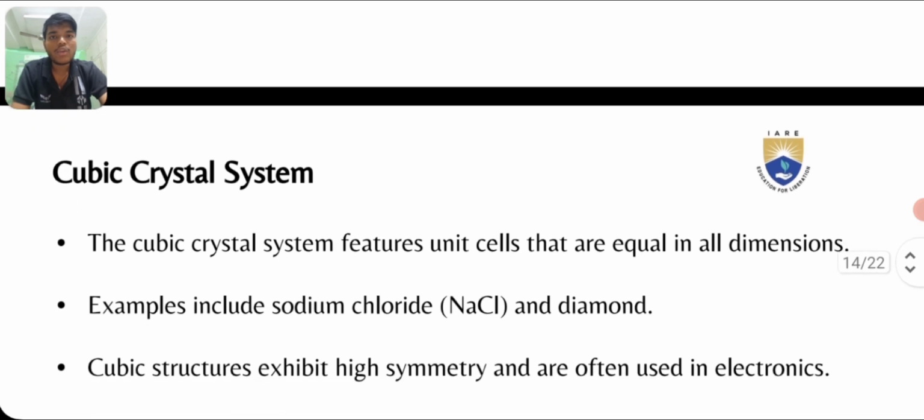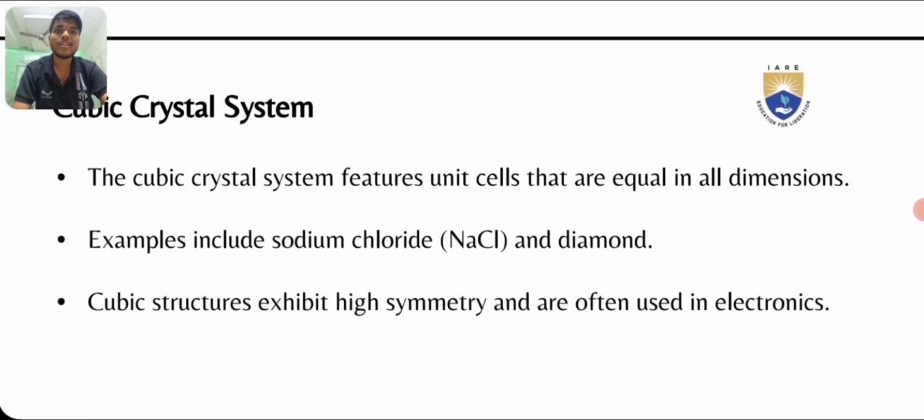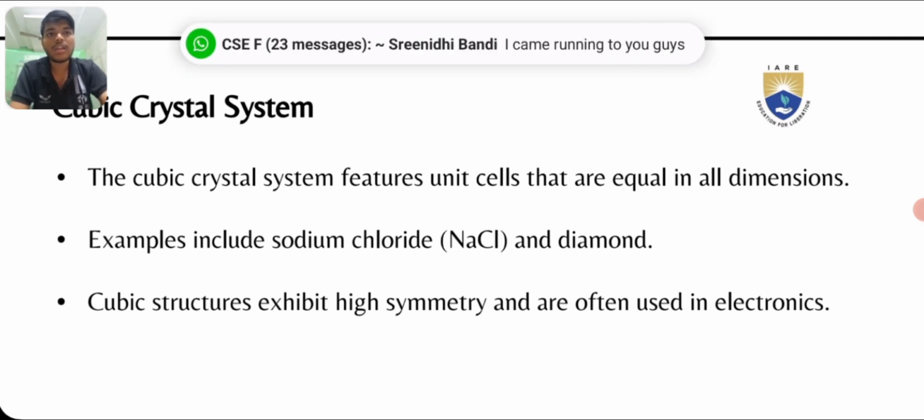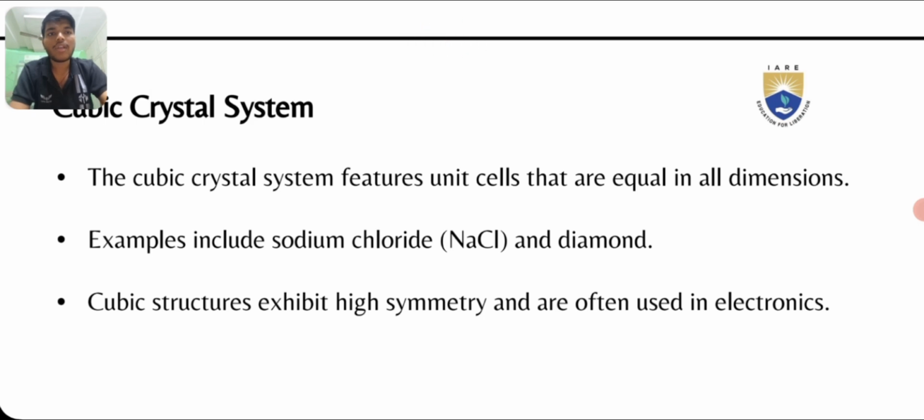And next is the cubic crystal system. The cubic crystal system features unit cells that are equal in all dimensions. Examples include sodium chloride, NaCl, and diamond. Cubic structures exhibit high symmetry and are often used in electronics.